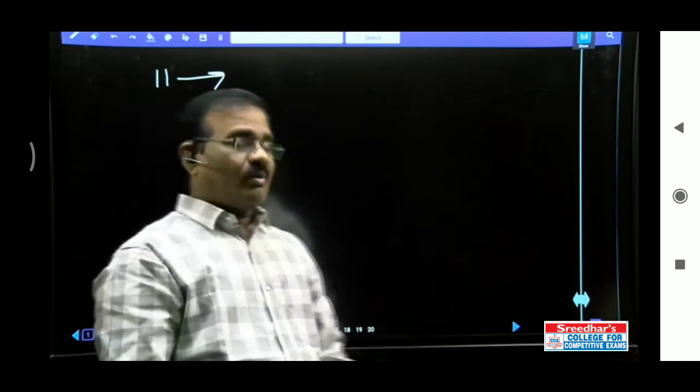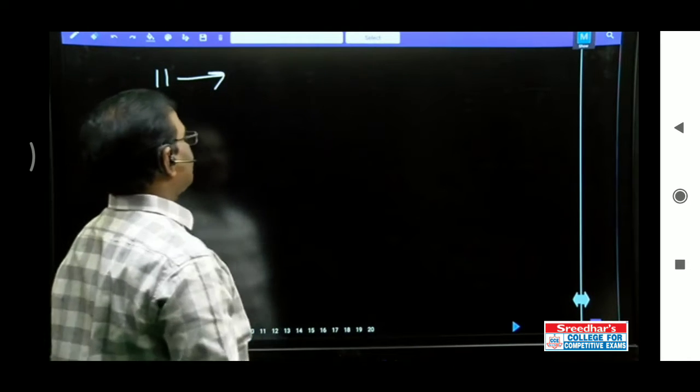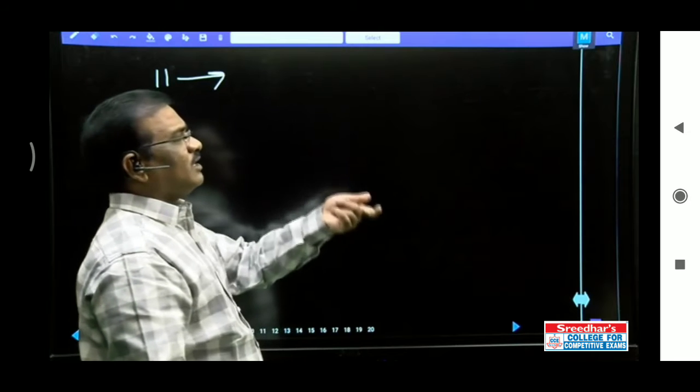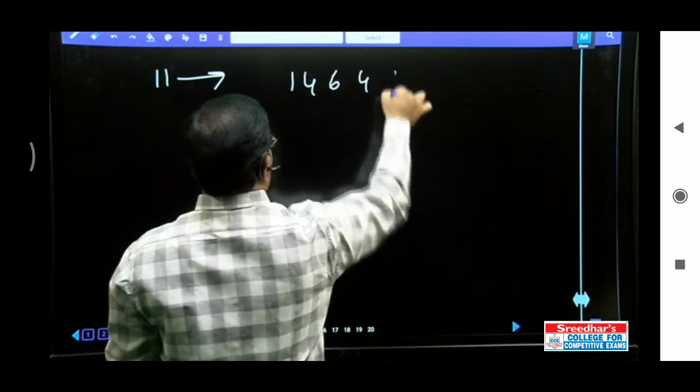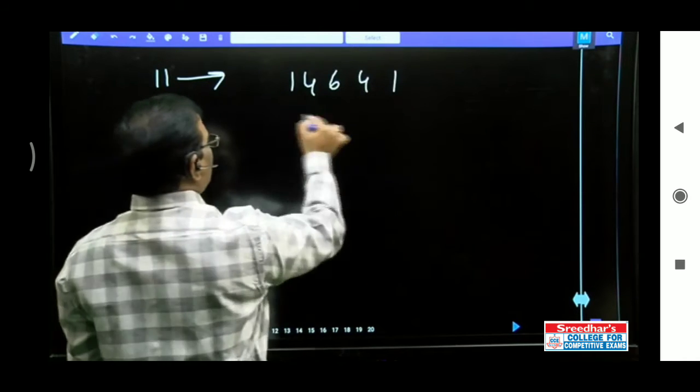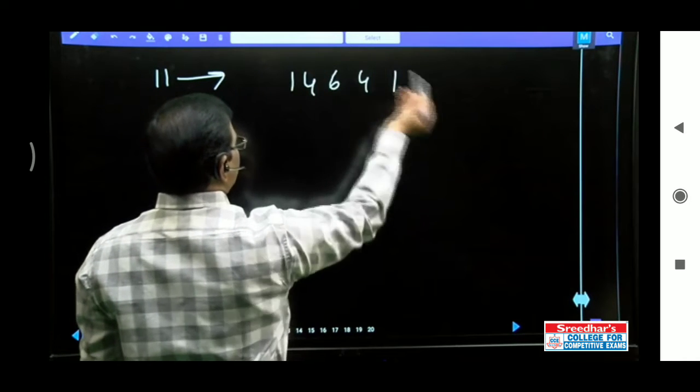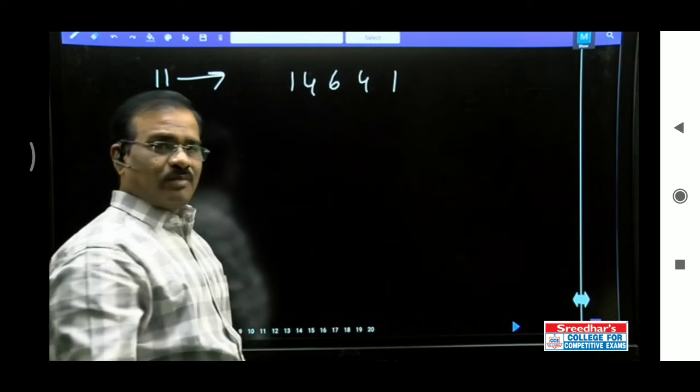Then that number should be exactly divisible by 11. That is the divisibility condition for 11. Alternate digits, sum of the digits in even places, sum of the digits in odd places, that means alternate digits. For example, 1, 4, 6, 4, 1. We have to look at alternate digits here. If the difference of alternate digits is either 0 or a multiple of 11, then that number should be exactly divisible by 11.